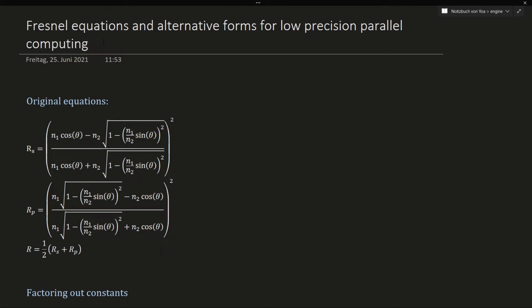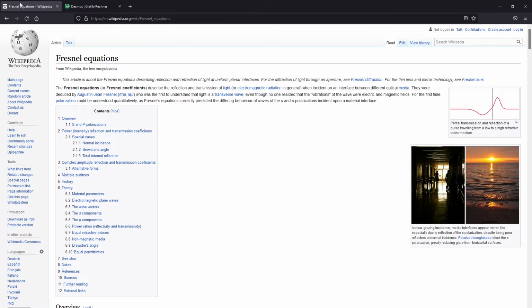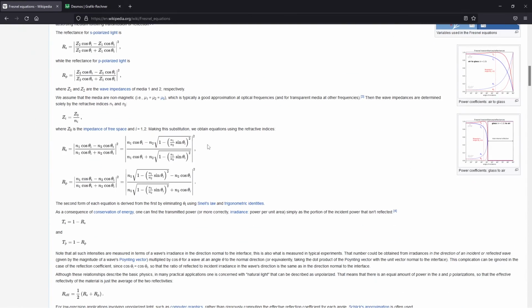Okay, let's take a look into the Fresnel equations. You can see those are quite complicated. Usually in real-time rendering, the so-called Schlick approximation is used, but I thought I could also just use the full term if I rewrite this a little. You can find these equations as they are on Wikipedia, somewhere here. But as you can see, those are quite heavy to compute and we want to simplify them.